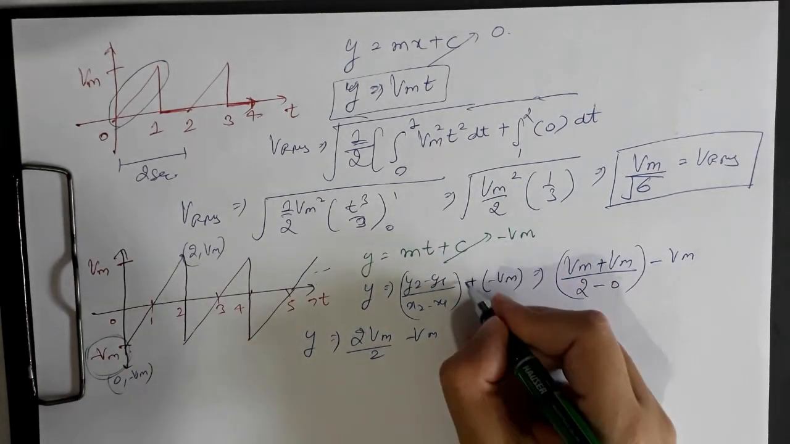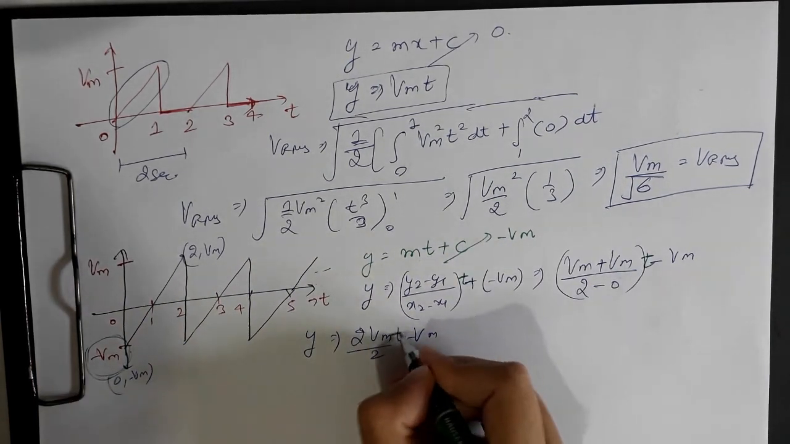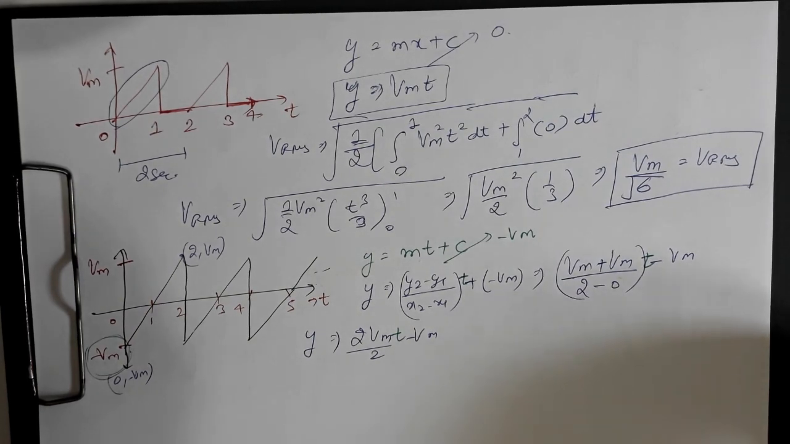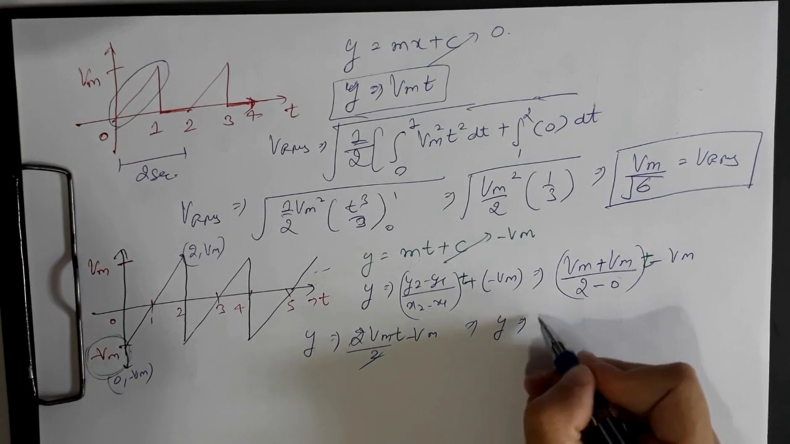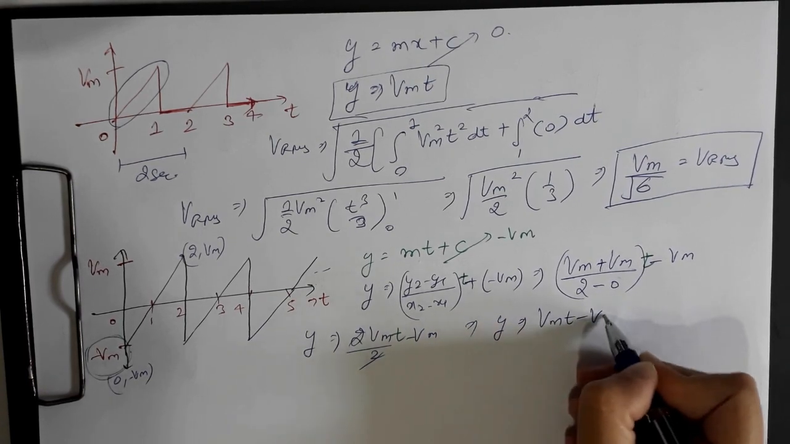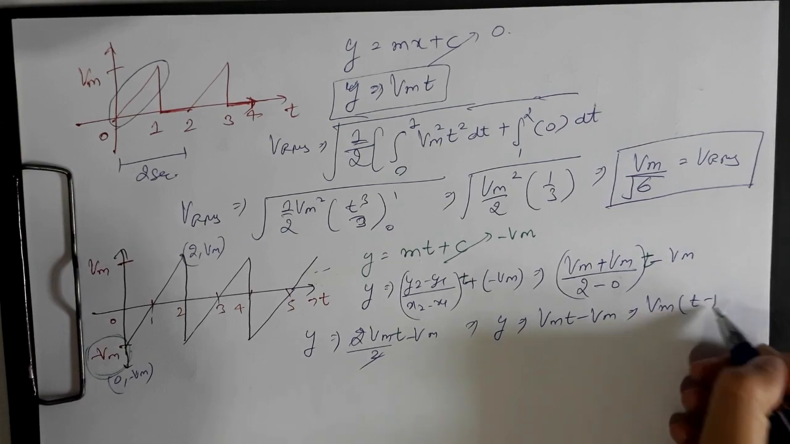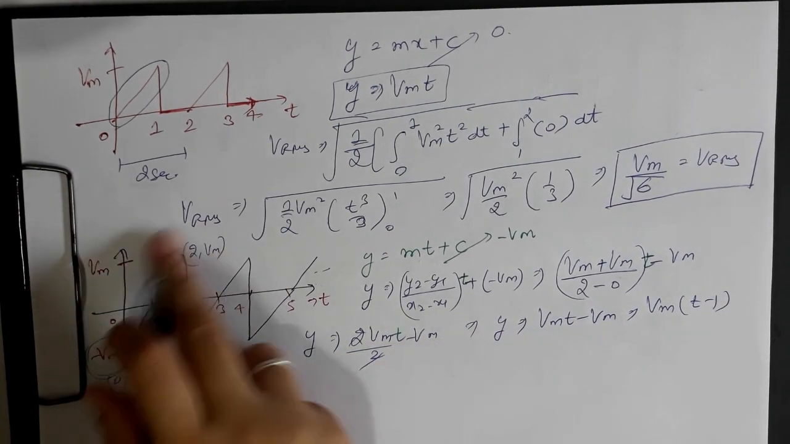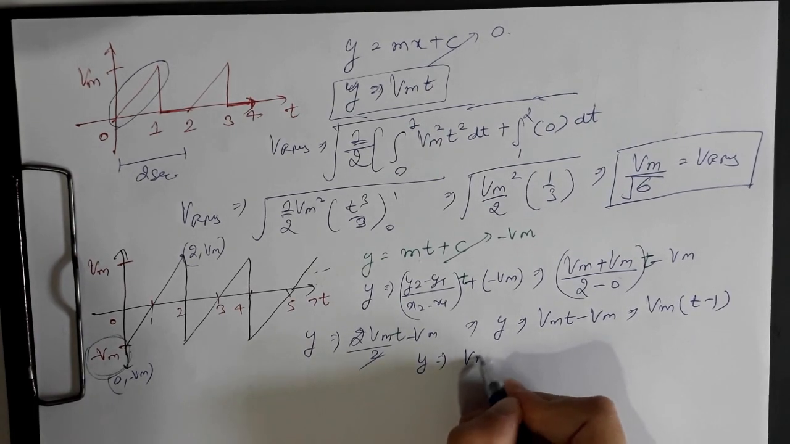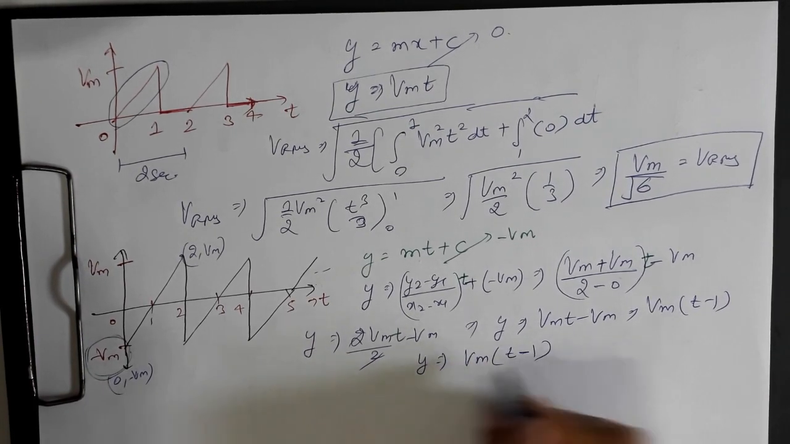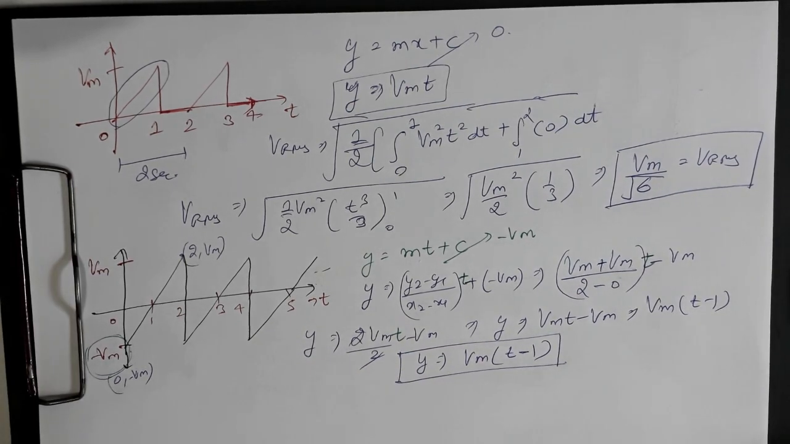Friends, this is t. I forgot to write here. This is t and this is also t. Now 2 is cancelled. So y is equals to Vmt minus Vm. Take Vm common here. Vm t minus 1. So friend, now the equation of this line is y is equals to Vm into t minus 1. Now we have to find the VRMS.